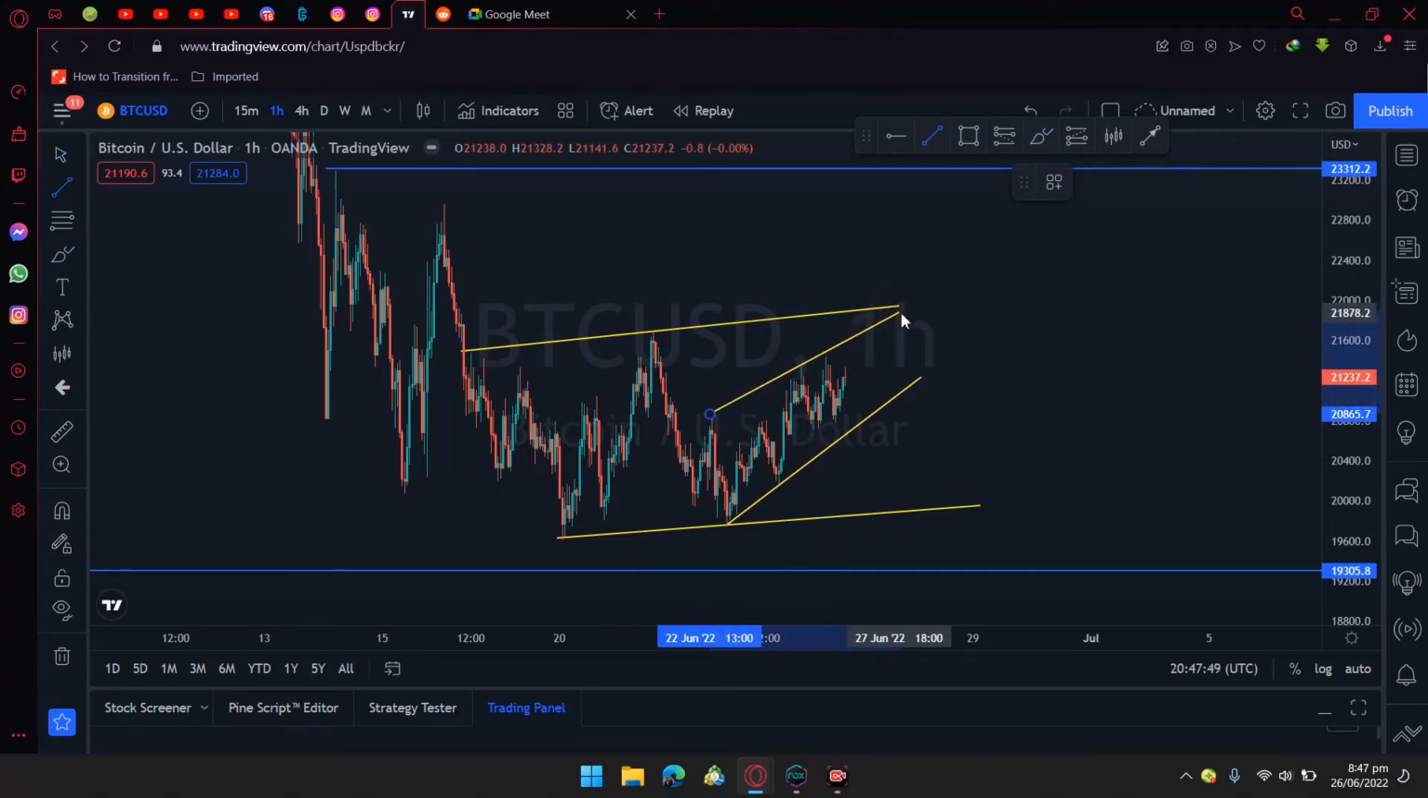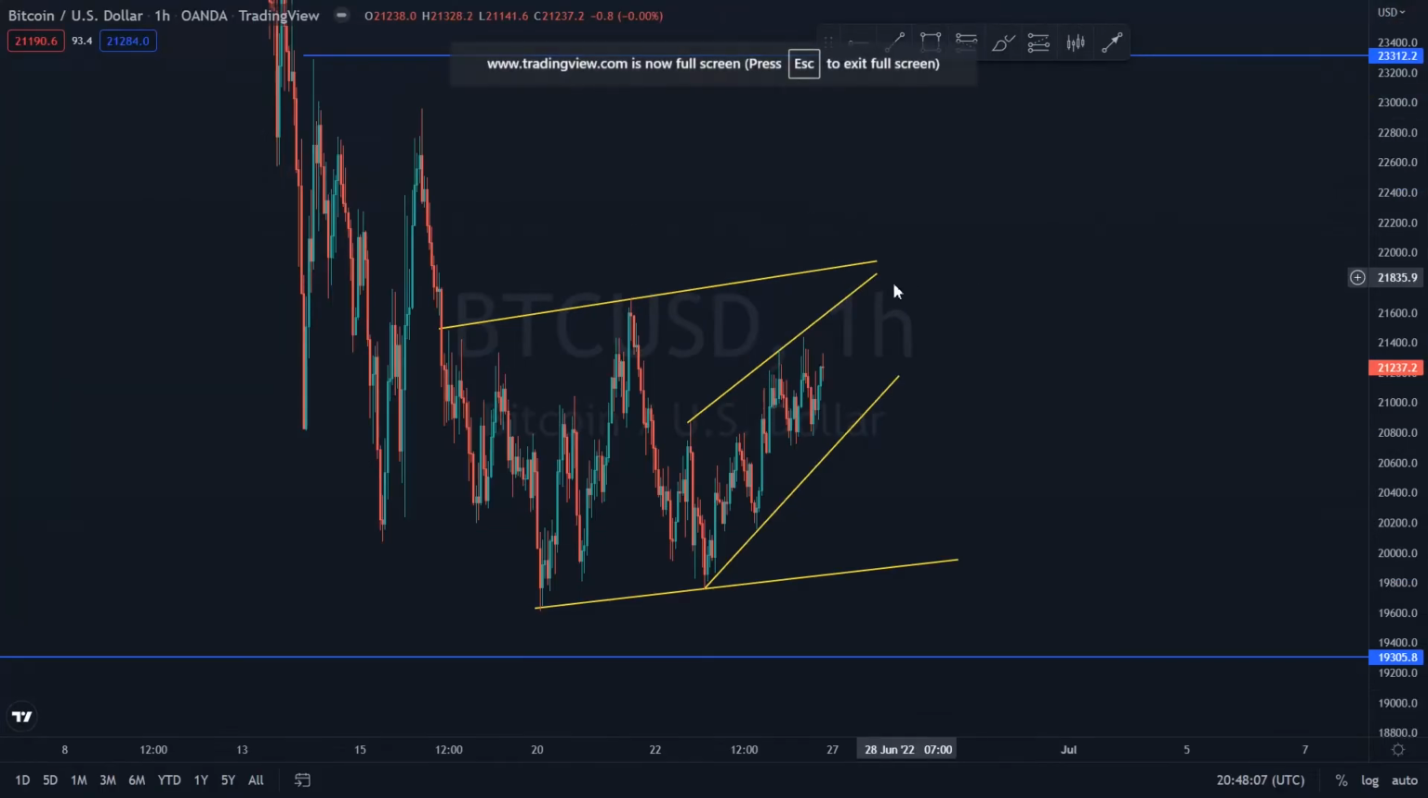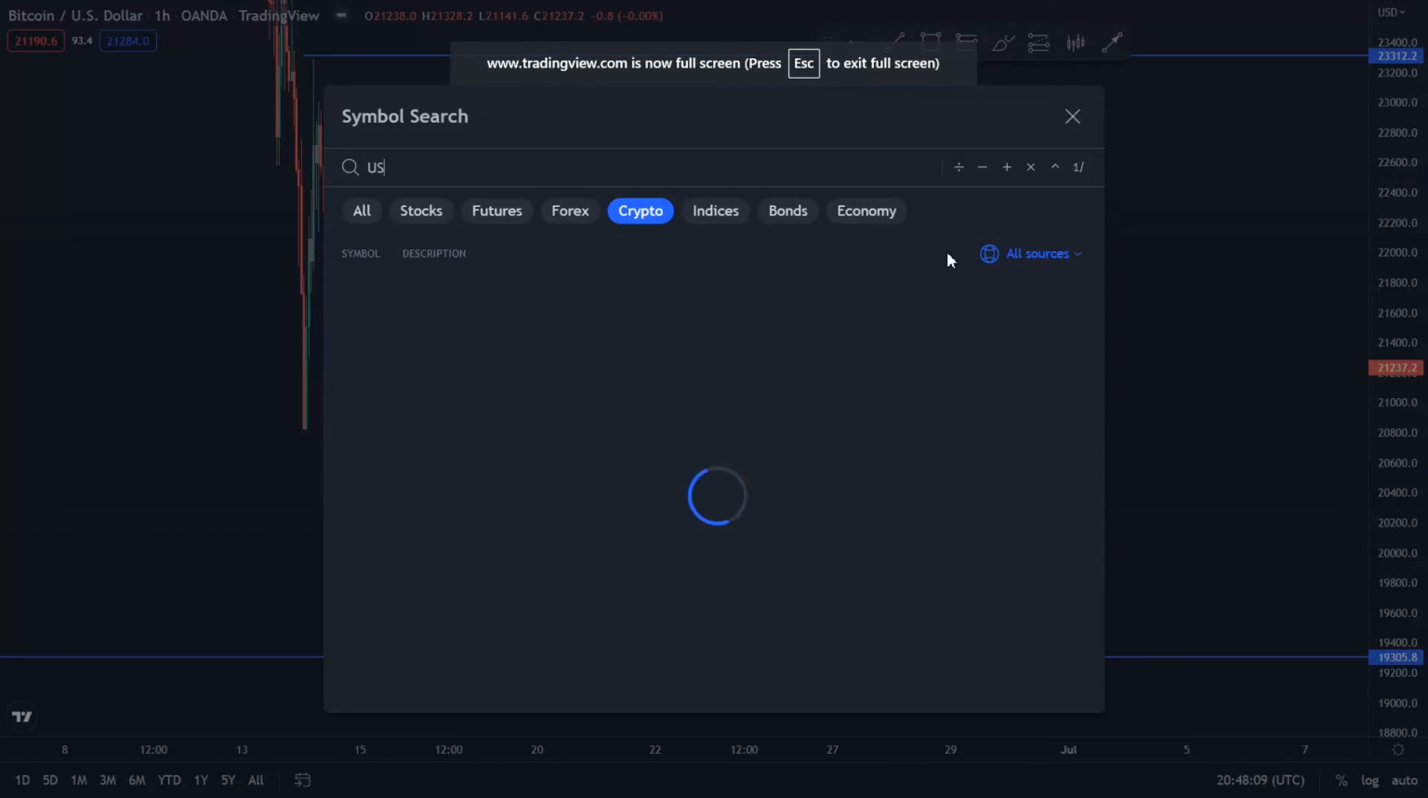So this is what we're waiting for. Let's wait and see what will happen at these levels here. We're going to get confirmation and more insight into the market. Okay, so let's look at another pair. Let's look at US30.